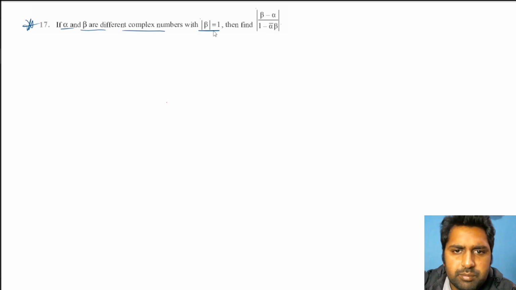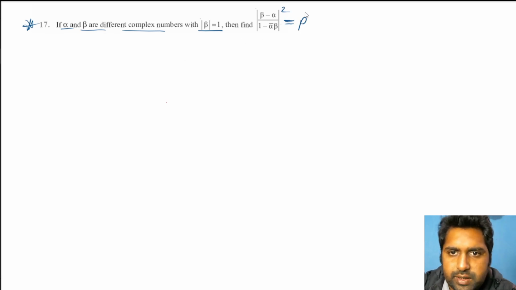Okay, we are saying mod beta is 1. This beta complex number's modulus is 1. Okay, he has not given us the complex numbers directly. He is saying find this. We don't have alpha, the first complex number. We don't have even beta. All we have is modulus of beta. So let this value come out to be some p.